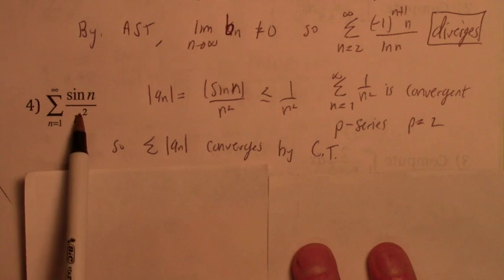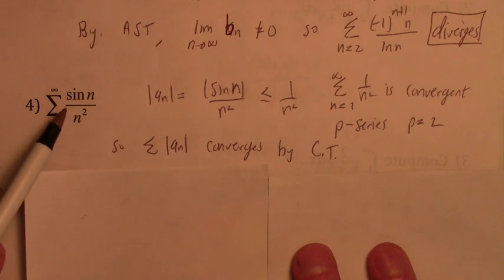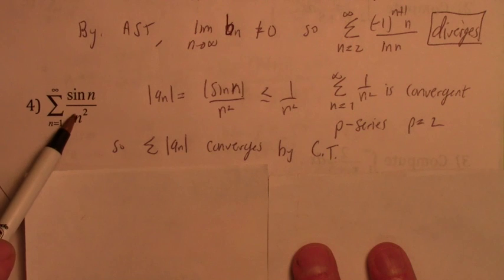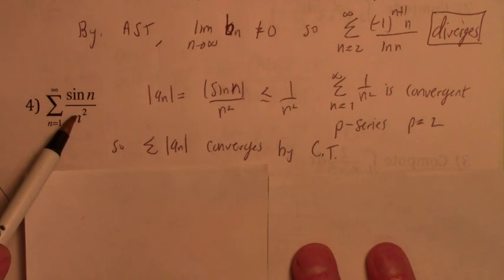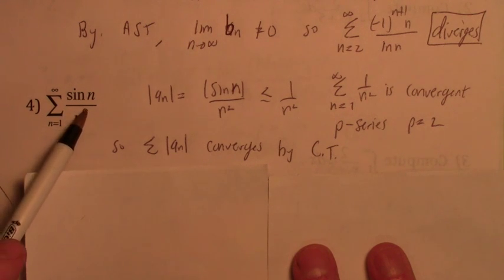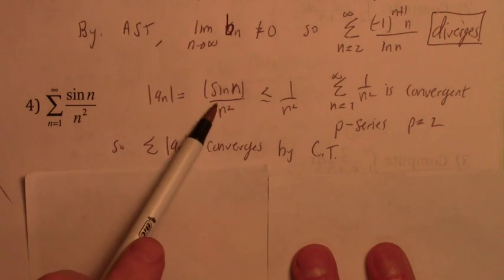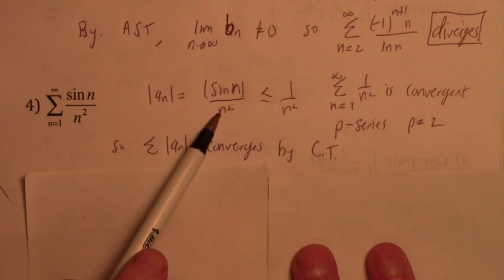By the way, I want to mention, this is not a positive term series. This is a really good example. This is not a positive term series. Some terms are positive, some are negative. But it's not an alternating series either, is it? So this is a good example of a series that's neither alternating nor positive term. But anyway, the absolute values of them is a positive term series.